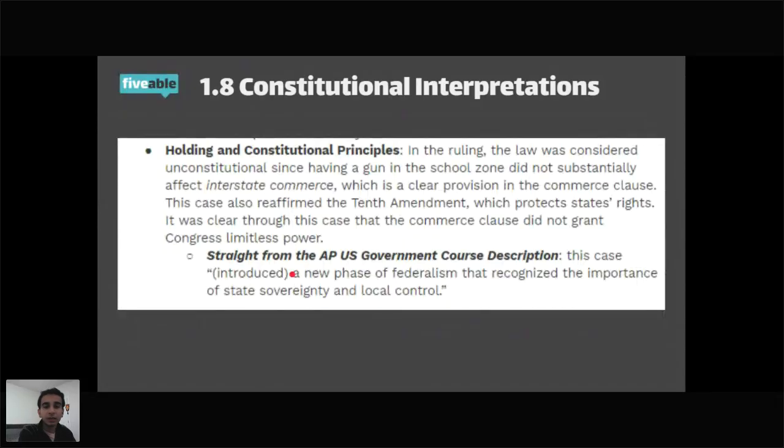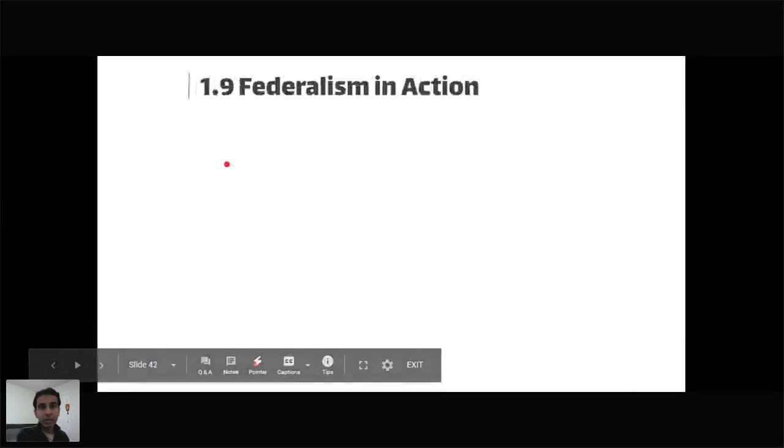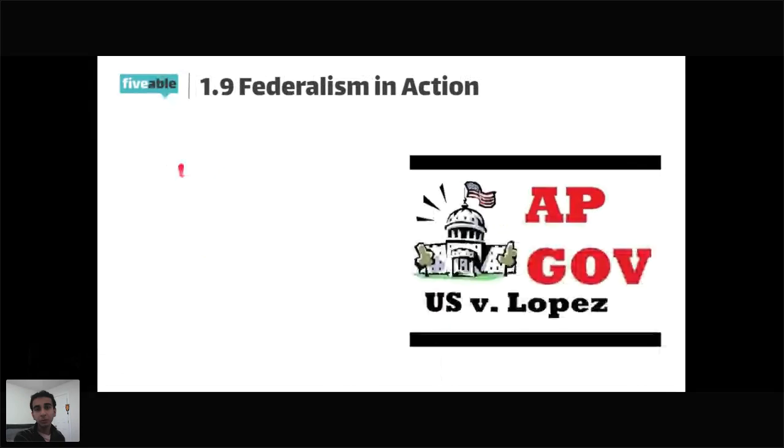And like you can see from this quote right here, the case introduced a new phase of federalism that recognized the importance of state sovereignty and local control. So it really made sure that the states had more power. It's part of a movement called devolution that we will talk about on this slide, I believe. So does anyone have any questions about section 1.8 and the constitutional interpretations of federalism?